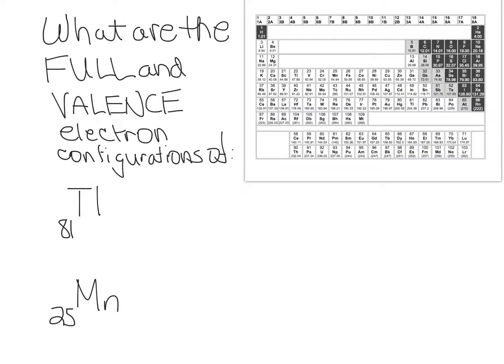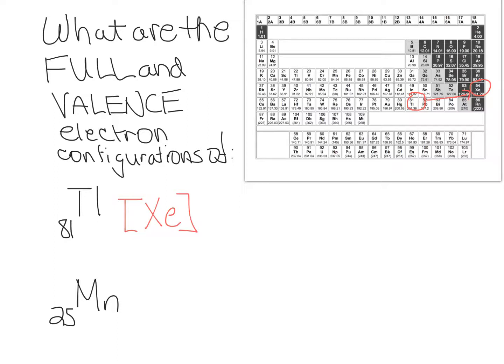The questions we want to answer are, what are the full and valence electron configurations of two different atoms? We'll start with thallium, element number 81. As you can see, it's right here on the periodic table. So what one does is one goes up a row to the nearest noble gas. So we know that it starts with xenon. And then we start working in the row that the thallium is on.